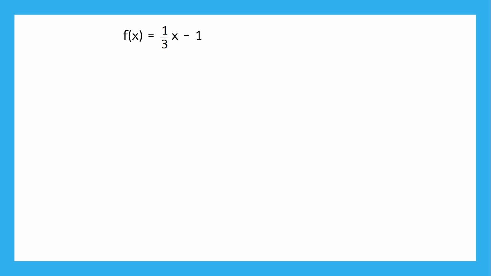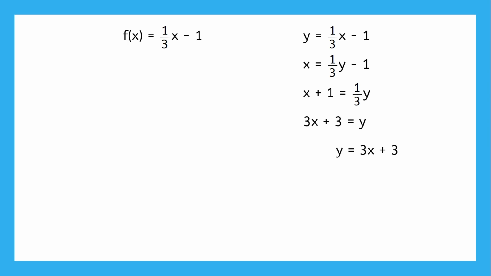Next example coming up, f of x equals 1/3 x minus 1. First, that f of x will be hard to manipulate, so we need to replace it with y, and since we're looking for the inverse, we swap the variables. Now we need to isolate y. Add 1, multiply both sides by 3, then flip the equation so it reads y equals. Finally, we need to return it to function notation by marking it as the inverse of f of x.